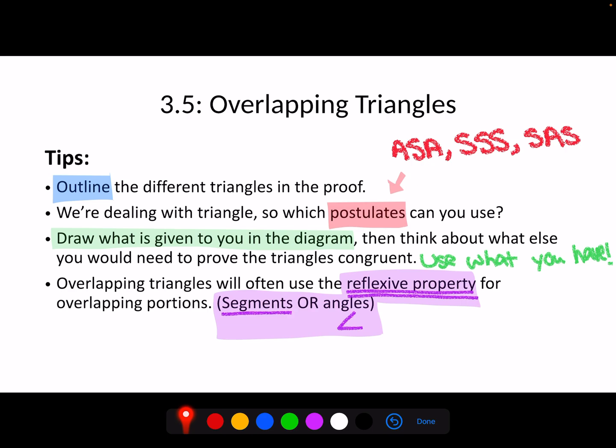So make sure that you're making your congruency marks on your picture, and that way you can see where you have angle congruency marks, side congruency marks, and another angle congruency mark. Because if you see those, then it's a lot easier to know which postulate you're using.